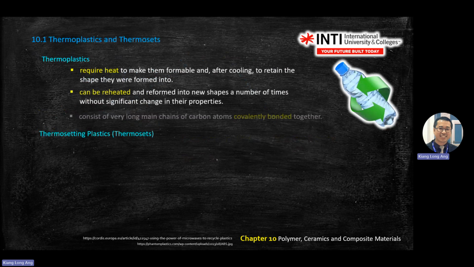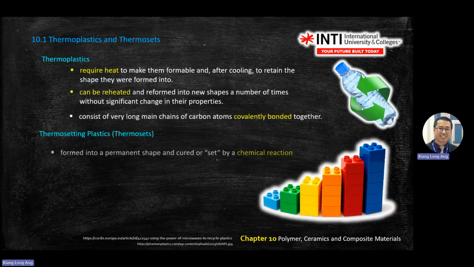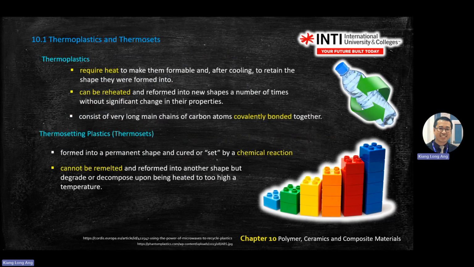Okay, thermoplastic, this one you read. Thermoplastic and thermosetting, they have their own characteristics. Thermoplastic, you require heat and it can be reheated. Thermosetting, they are permanently shaped like Lego. Once you burn it, it will not melt again. It cannot be remelted or reformed into another shape, but degrades and decomposes when you heat it. Okay, so this is the difference between thermoplastic and thermosetting.